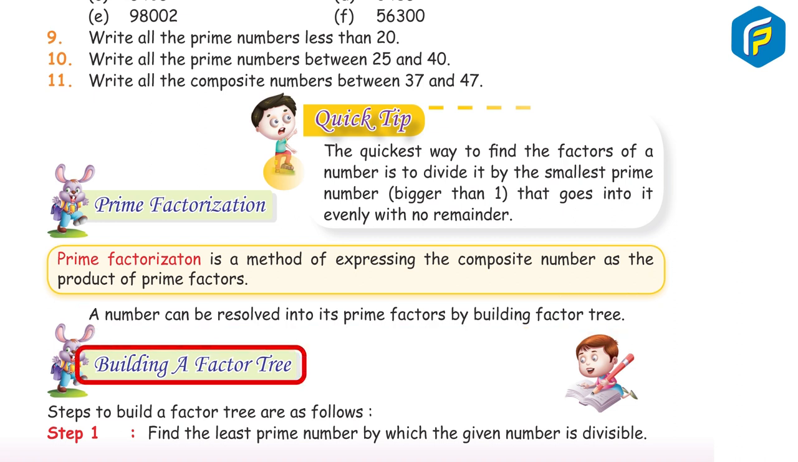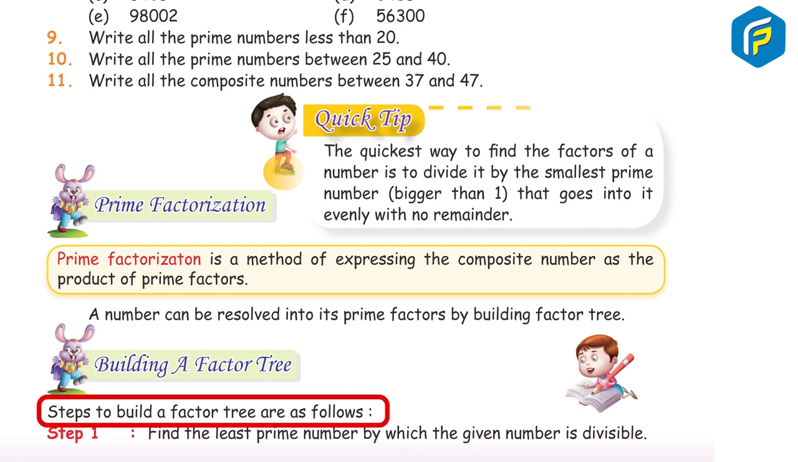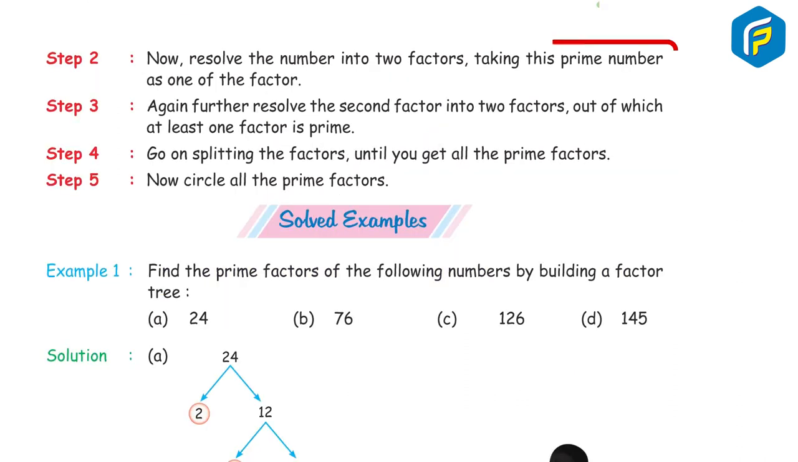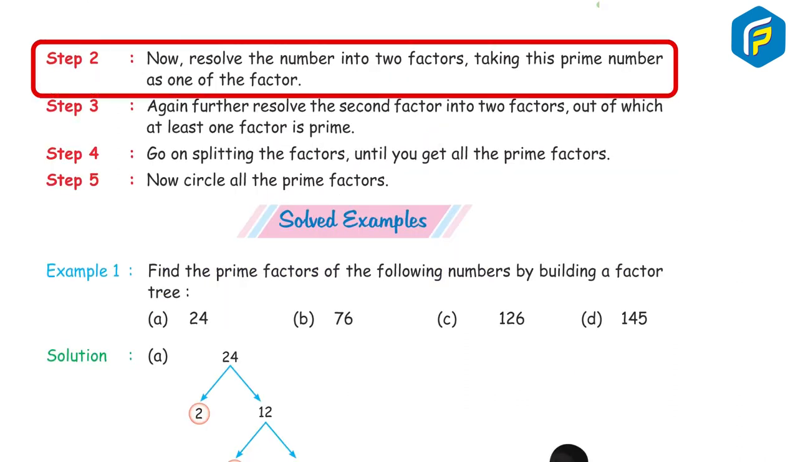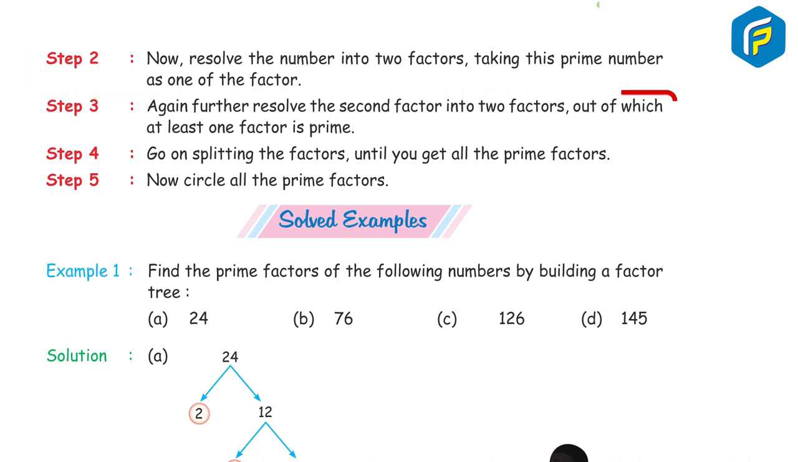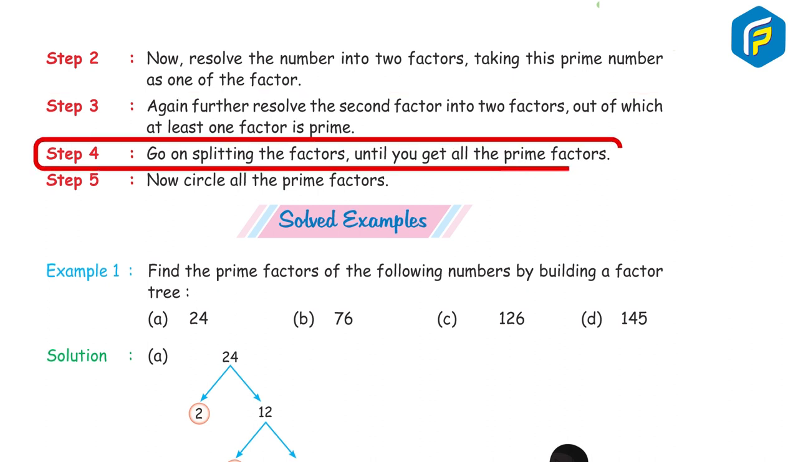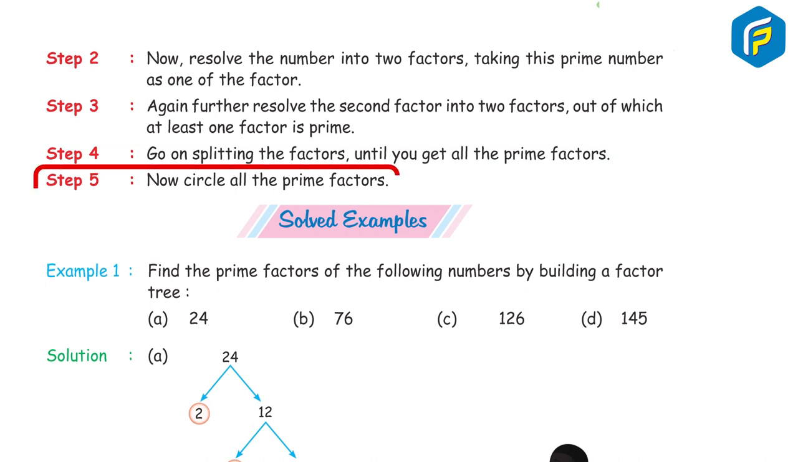Building a factor tree. Steps to build a factor tree are as follows. Step 1. Find the least prime number by which the given number is divisible. Step 2. Now resolve the number into two factors, taking this prime number as one of the factors. Step 3. Again, further resolve the second factor into two factors, out of which at least one factor is prime. Step 4. Go on splitting the factors until you get all the prime factors. Step 5. Now circle all the prime factors.